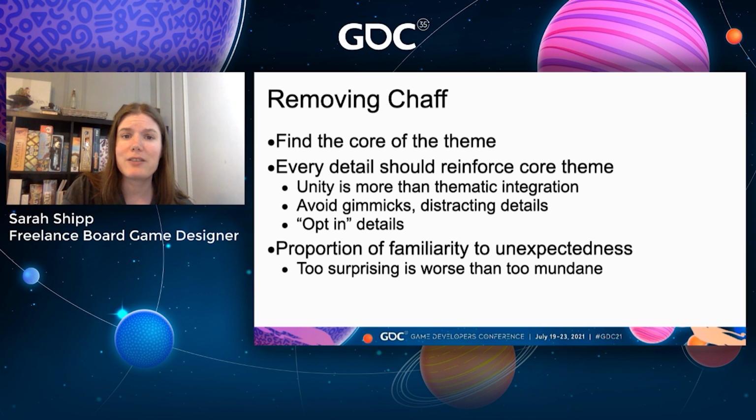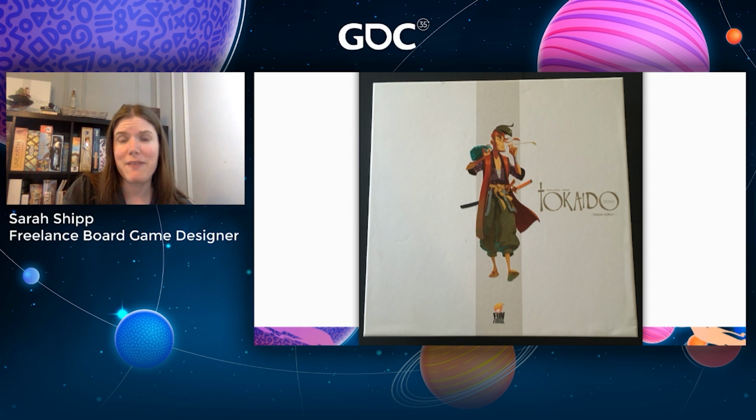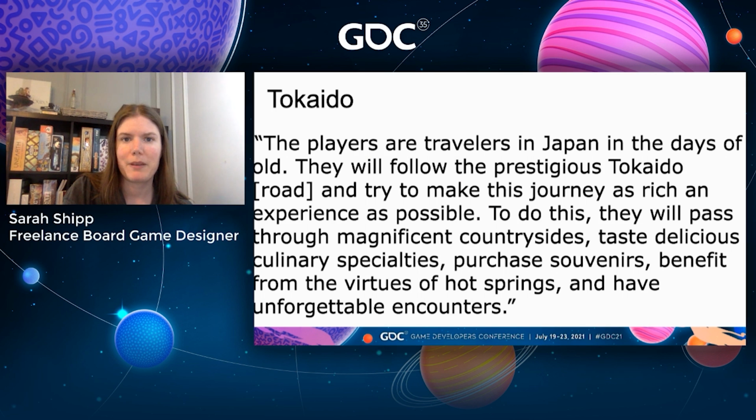Now I'd like to look at two games as case studies to see how they implement the traits I've outlined. The first is Tokaido. Let's start with the rules lore to see what the game says about itself.